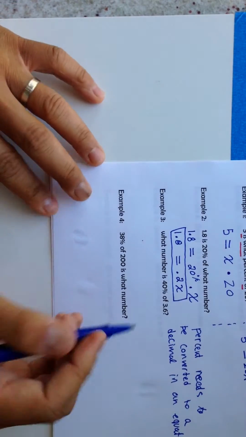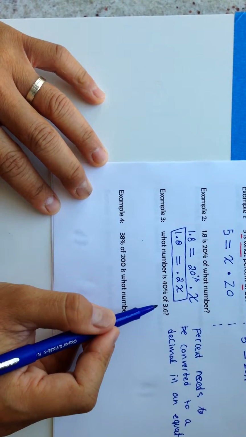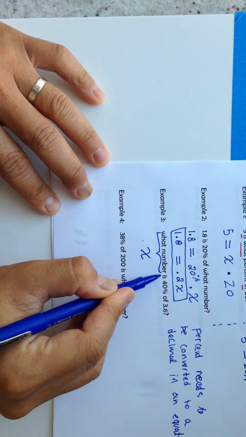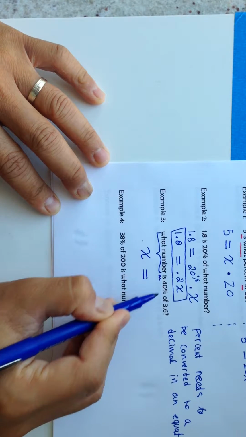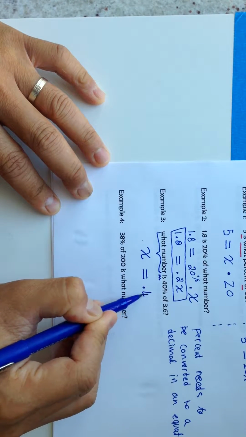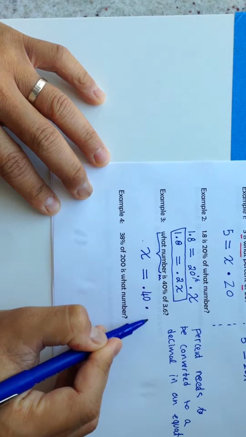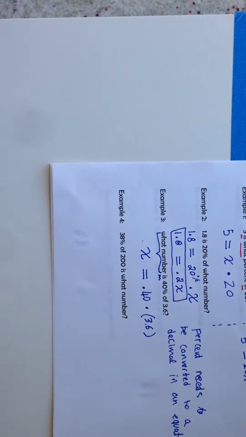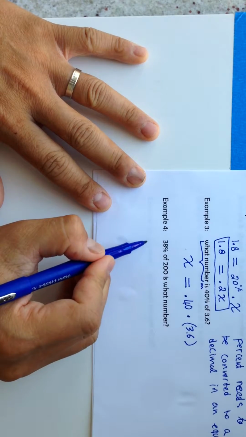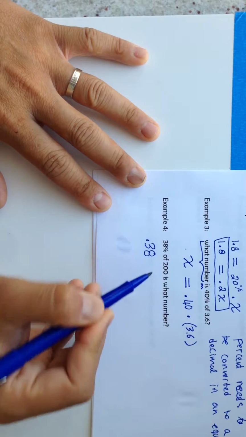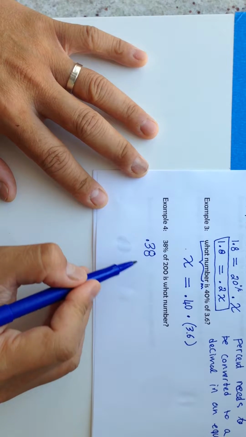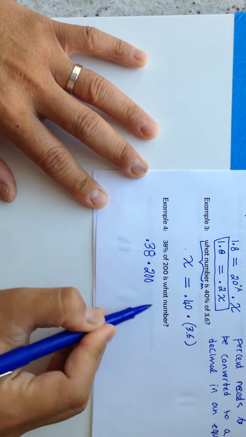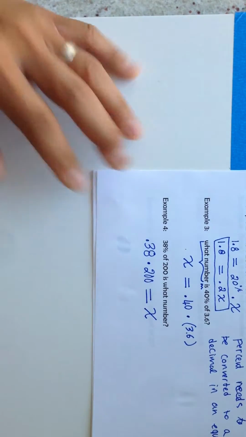Okay, good. What number is 40% of 3.6? So what number is 40%, turn that into a decimal. Of means multiply, and then 3.6. Done. Direct translation. Good. Next, 38%. Remember, a percent in an equation will be written as a decimal. 38% of means multiply 200 is what number? So direct translation.